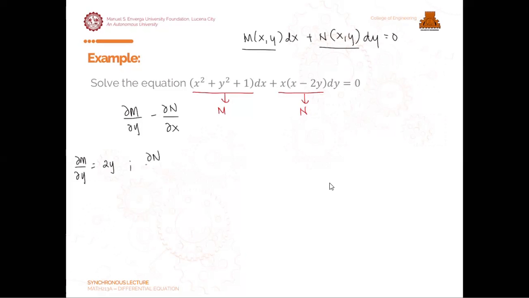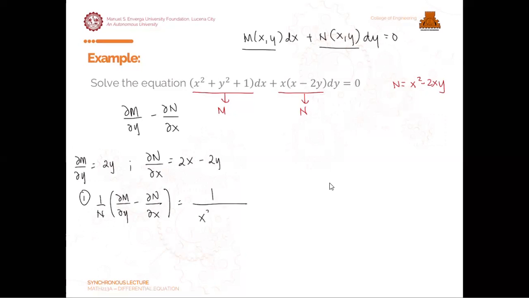Okay? Then, partial of N over partial of x. Lahat ng y is treated as constant. So, what we can do is to simplify muna yung equation natin. So, N now can be x squared minus 2xy. Okay? Then, tsaka natin yung partial derivative. So, ang partial derivative niya, in terms of x, is 2x minus 2y. Okay? Then, we try the first equation. First equation again is 1 over N times partial of M over partial of y minus partial of N over partial of x. Okay? Then we substitute 1 over, so x squared minus 2xy.